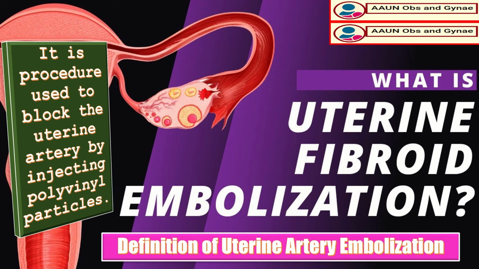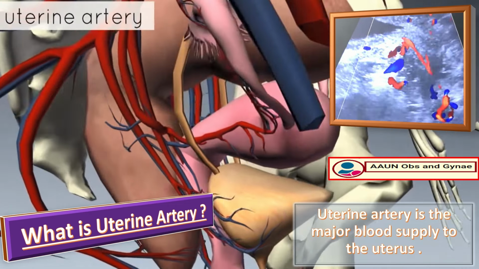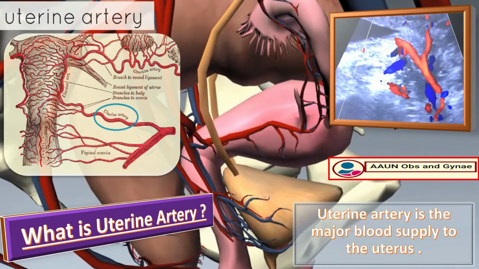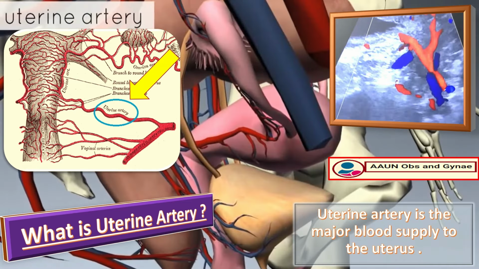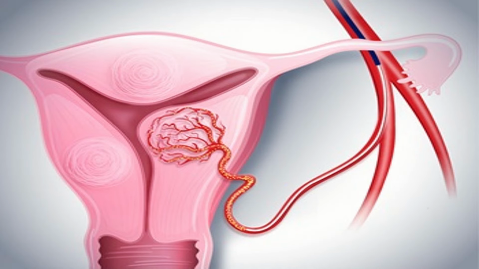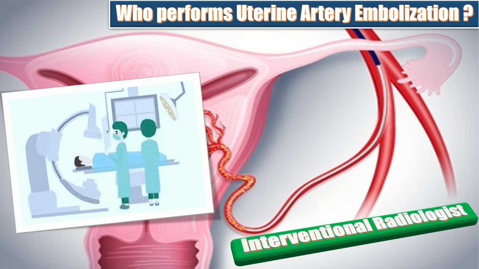It is, in fact, a procedure used to block the uterine artery by injecting polyvinyl particles. What is the uterine artery? It is the major blood supply to the uterus arising from the anterior division of the internal iliac artery. This procedure is performed by an interventional radiologist.